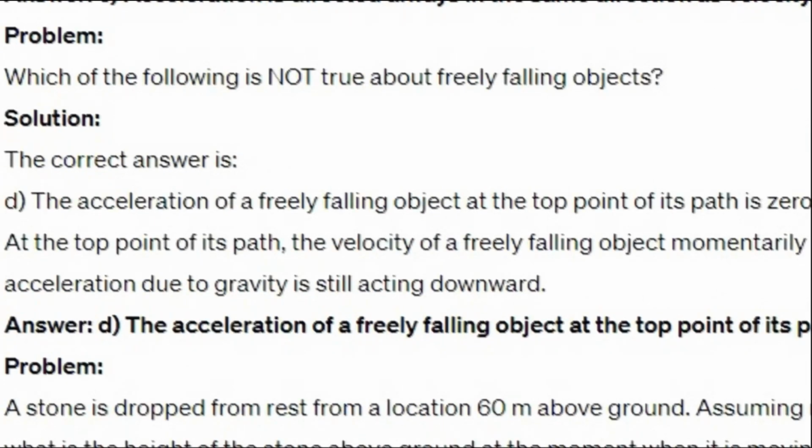Problem 4. Which of the following is not true about freely falling objects? Solution. The correct answer is D. The acceleration of a freely falling object at the top point of its path is 0. At the top point of its path, the velocity of the freely falling object becomes 0, but acceleration due to gravity is still acting downward. Answer D. The acceleration of the freely falling object at the top point of its path is 0.